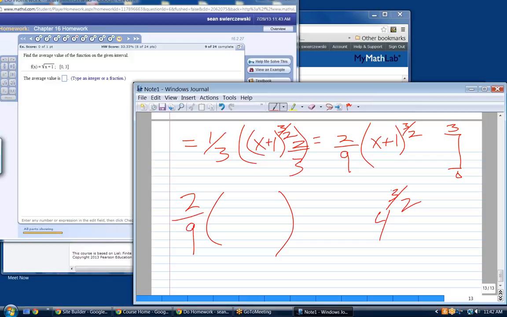4 to the 3 halves. Do it without your calculator. So 4 cubed. No, always do the bottom part first. It's going to make the math so much easier. Take the square root of 4 first, and then cube it. 8. Okay.